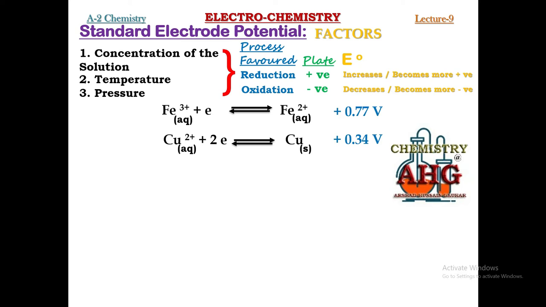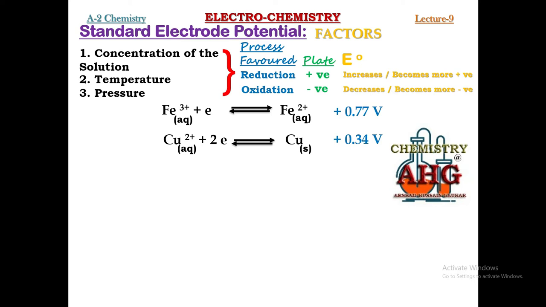So this is how you can get the answer, and you can write down as an answer that if temperature is increased, the backward endothermic oxidation reaction is favored. The plate would become negative and the numerical value of standard electrode potential would decrease, or it would become more negative or less positive. So this is how you are supposed to adjust your answer in your final exam.